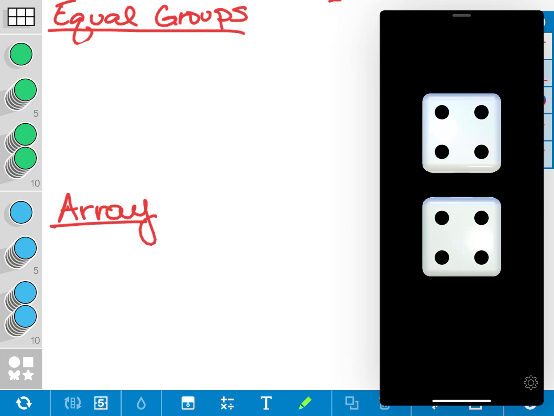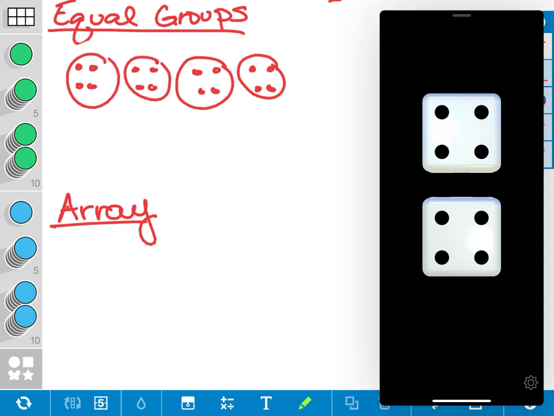So, I got 4 and 4. So for equal groups, I'm going to draw 4 equal groups of 4. So that might look like this. 1, 2, 3, 4. 1, 2, 3, 4. 1, 2, 3, 4. There, I've got 4 groups of 4.